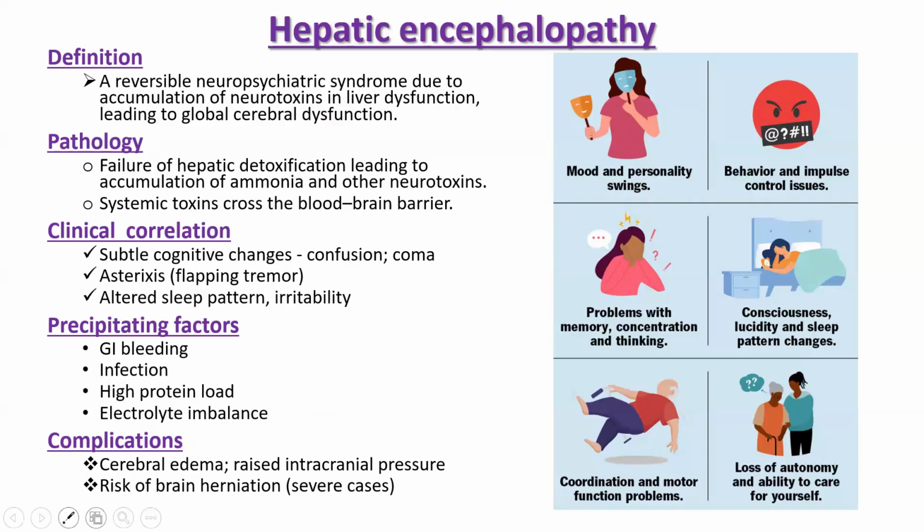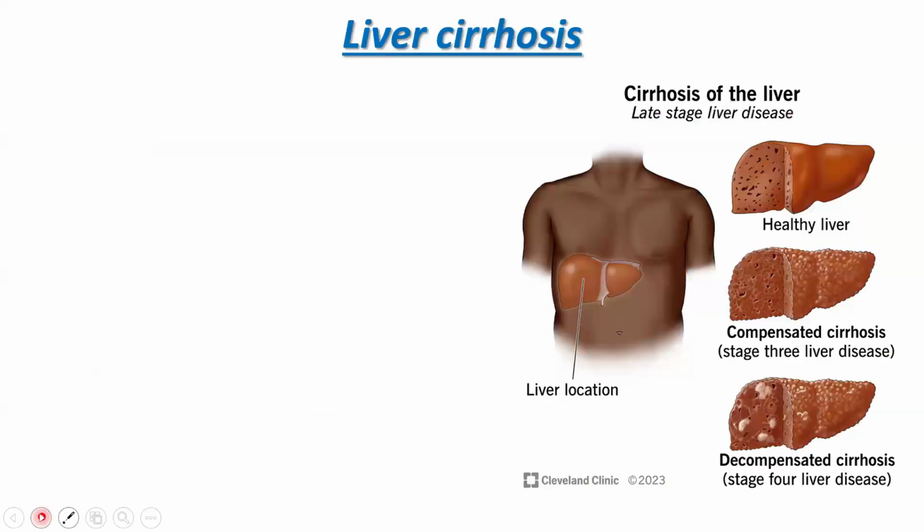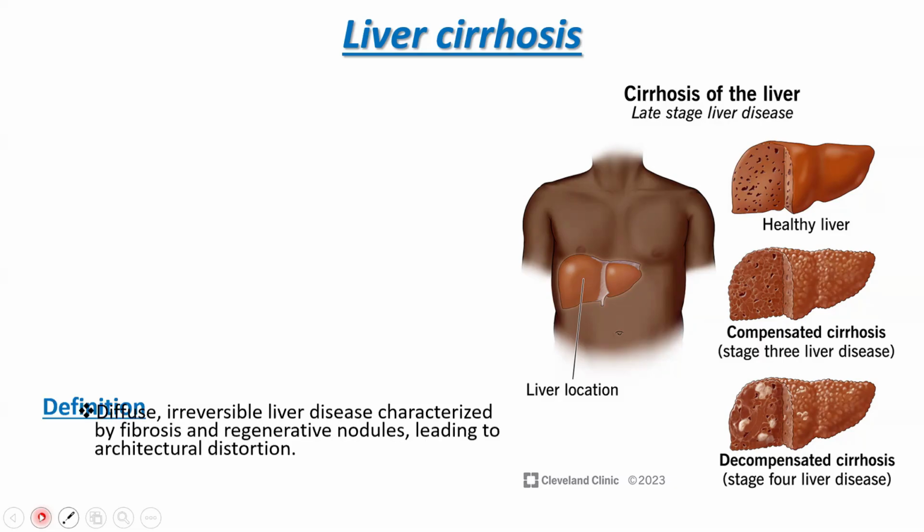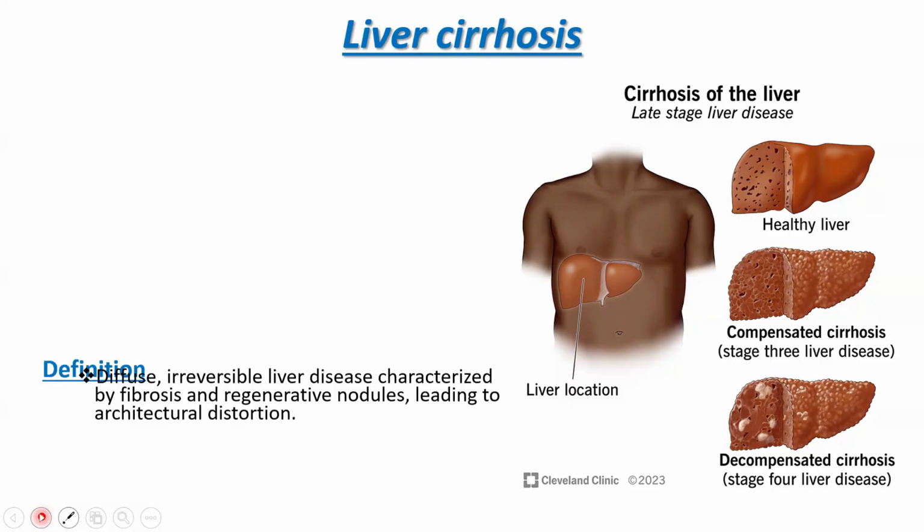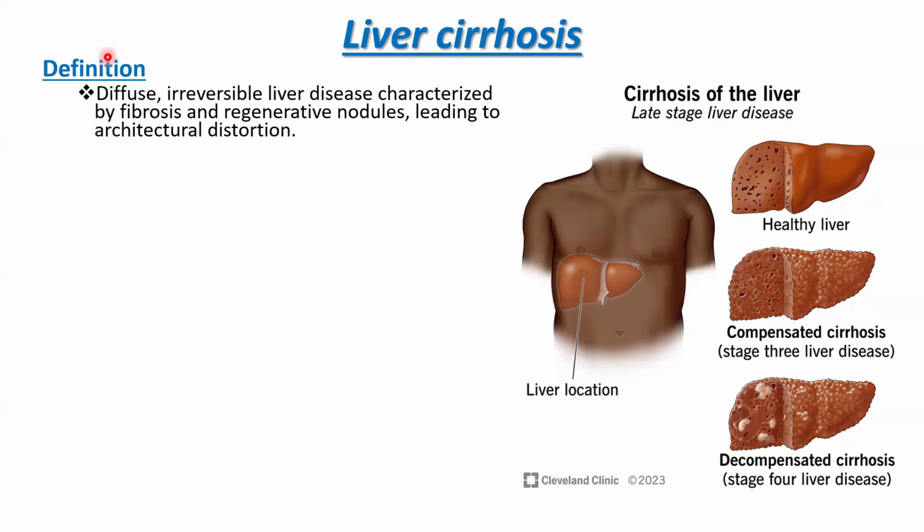Then the other thing that we need to appreciate today is, okay, apart from hepatic encephalopathy, we talked about chronic hepatitis. So from chronic hepatitis, we go to liver cirrhosis. And liver cirrhosis, as you can see by definition, is a diffuse irreversible liver disease. So it has come from the state where it was reversible. Right now, it's an irreversible liver disease that is characterized by fibrosis.